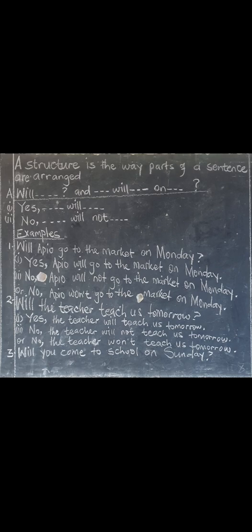Now the answers to structure A, we shall be using: yes, dash, dash, will, dash. Or no, dash, dash, will not, dash, dash. Remember, when we begin answering a question using yes, there must be a comma before we continue with that sentence. And even when we are saying no, there should also be a comma before we continue with that sentence.